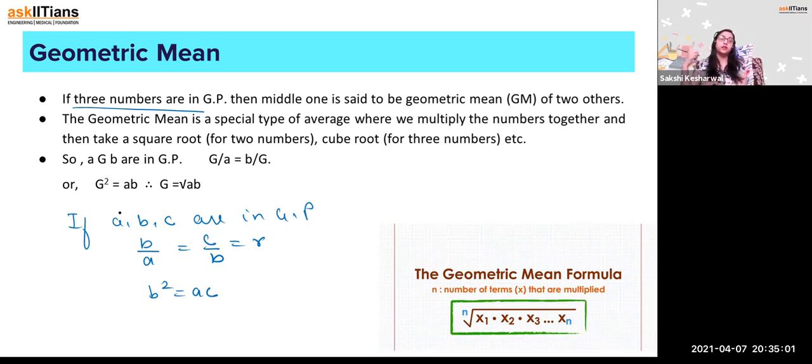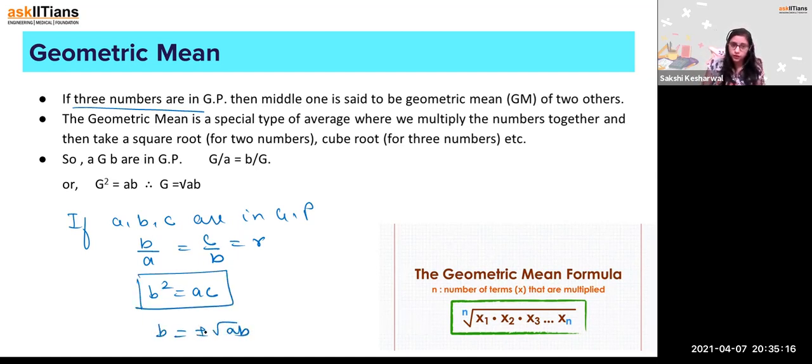Remember that when we study proportion, this is called the mean proportion. Mean proportion is basically that the square of the middle number is equal to the product of its extremes, right? Or can I say that B is equal to plus minus under root of AC, right? So if three numbers are in GP, the middle one is said to be the geometric mean of the other two. The geometric mean is a special type of average where we multiply the numbers together and take the square root of two numbers, cube root of three numbers, right?